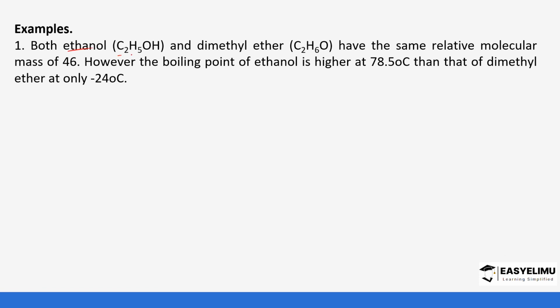So ethanol is written like that, and ethyl ether, dimethyl ether. They have the same, if you calculate the relative molecular mass, you find that it's 42. However, the boiling point of ethanol is higher than that of dimethyl ether. So why is it higher? The reason why the melting point of ethanol is high is because ethanol has hydrogen bonds. It forms hydrogen bonds with other ethanol molecules, while the ether does not. So it has instead weak van der Waals forces between the molecules.